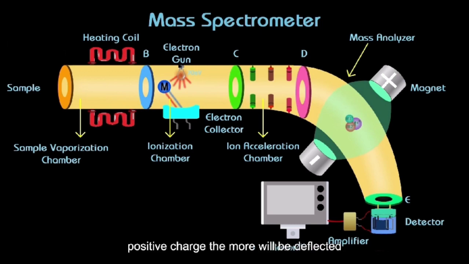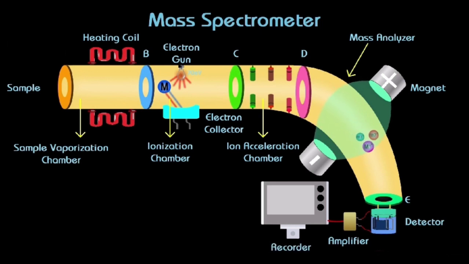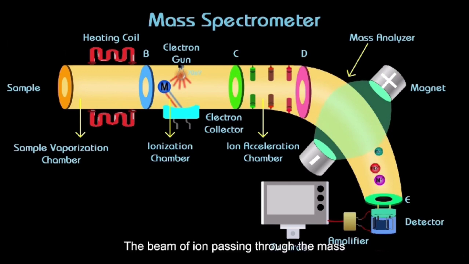The second factor is the positive charge. The more the positive charge, the more they will be deflected, and the less the positive charge, the less they will be deflected. It has a direct relationship. Then the ions go to the detector. The beam of ions passing through the mass analyzer is detected by a detector on the basis of the mass to charge ratio.